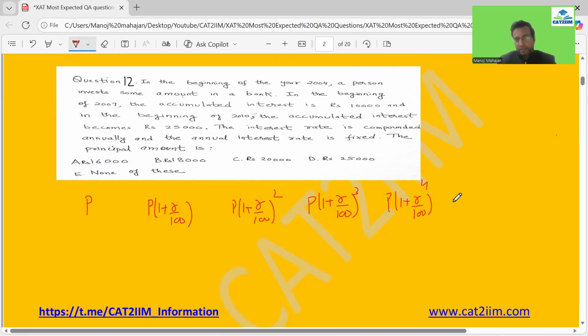Let me just write a few more terms out here. So this would be, let's say, 5. And let's say this is 6. Okay. So one thing you should know is that the compound interest of the first year would be the difference of these two, right? Then compound interest of the second year would be difference of these two. Third year would be difference of these two. Fourth year would be difference of these two. Fifth year would be difference of these two. And the sixth year, if I look over here, difference of these two. Correct?